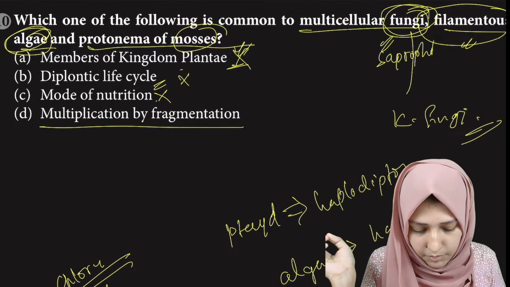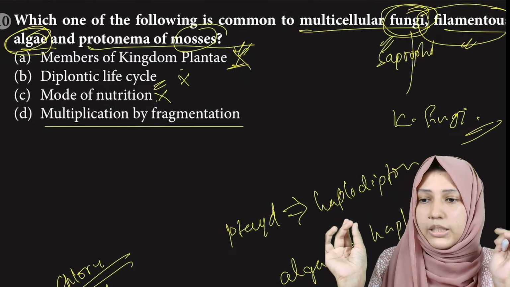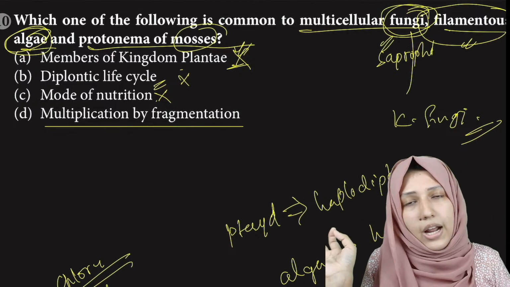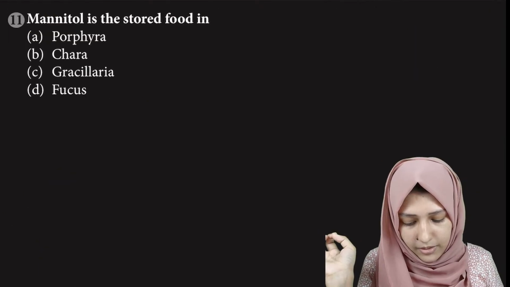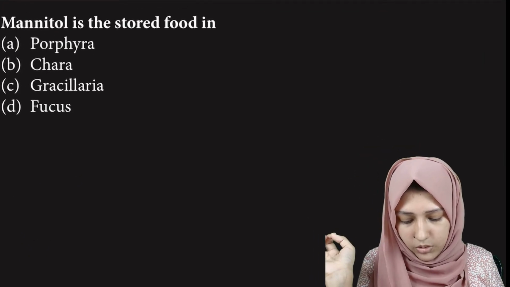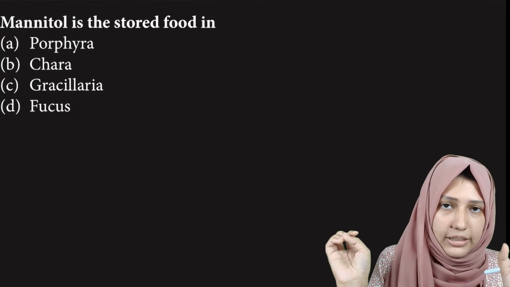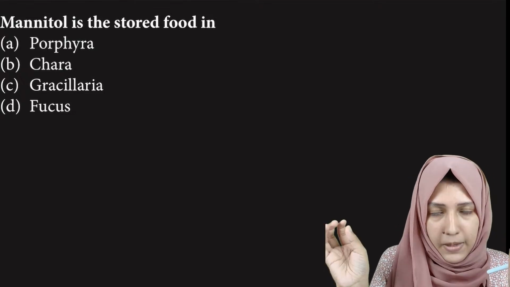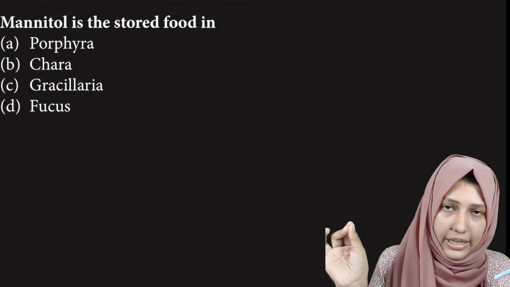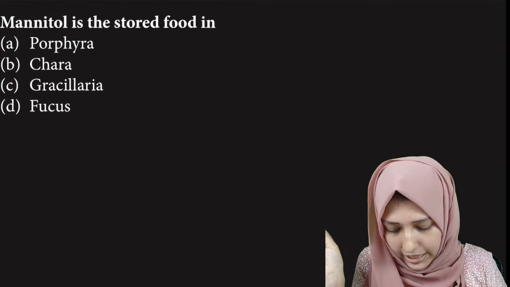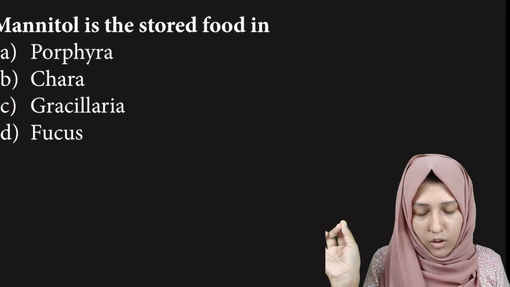Now multiplication by fragmentation. Everyone, the fungi, algae and the Protonema, multiply by fragmentation. Clear? Okay. Now comes the next question. Mannitol is a stored food in. What is mannitol? Mannitol is a storage body of an algae. And which is the algae that is having mannitol? Laminarin and mannitol is present in brown algae. So which one of the following is a brown algae?